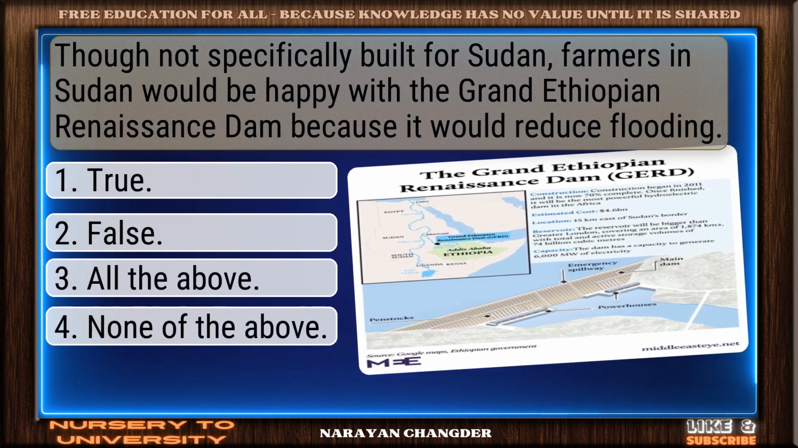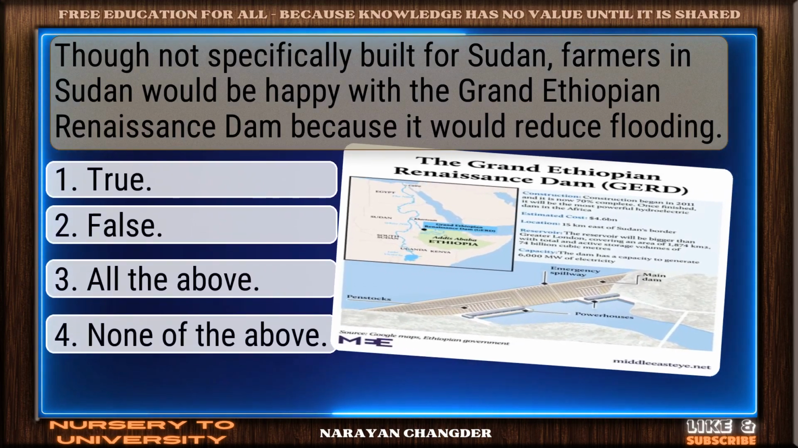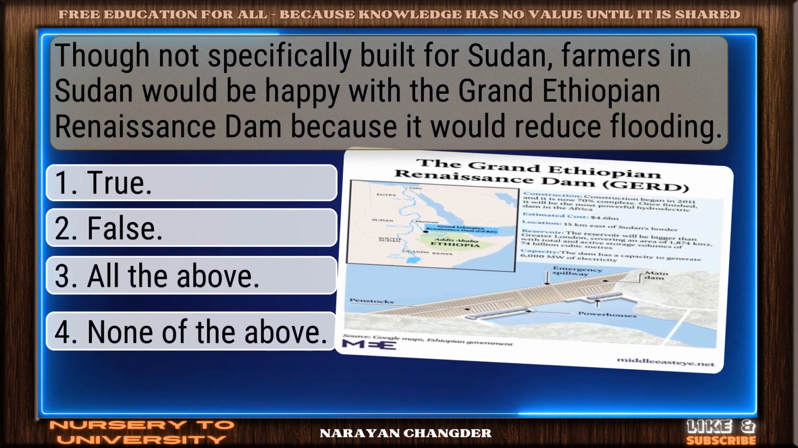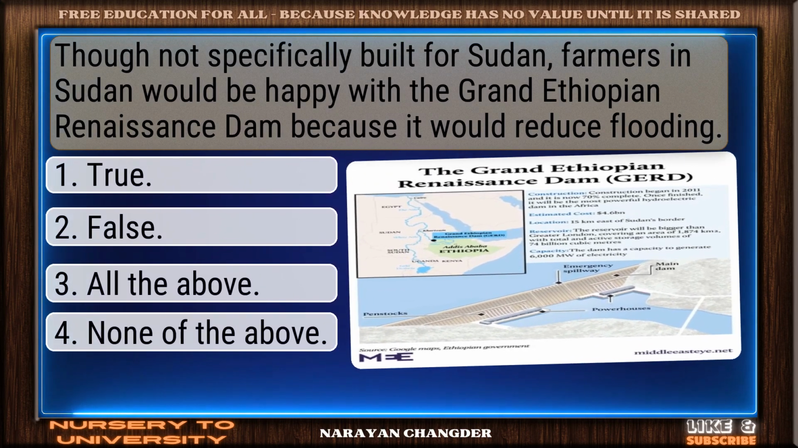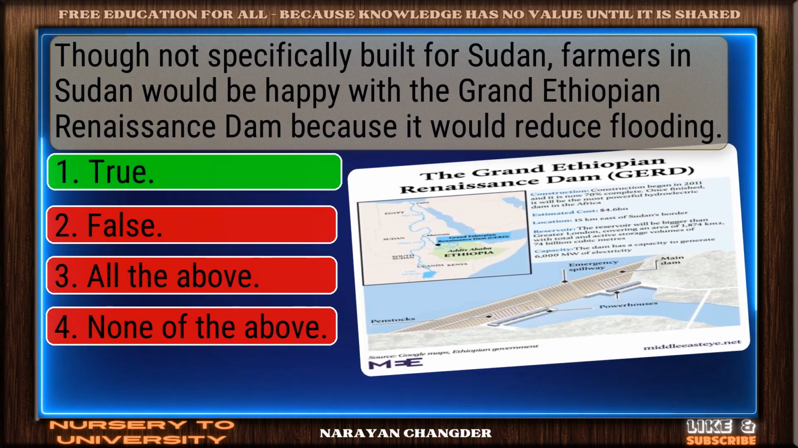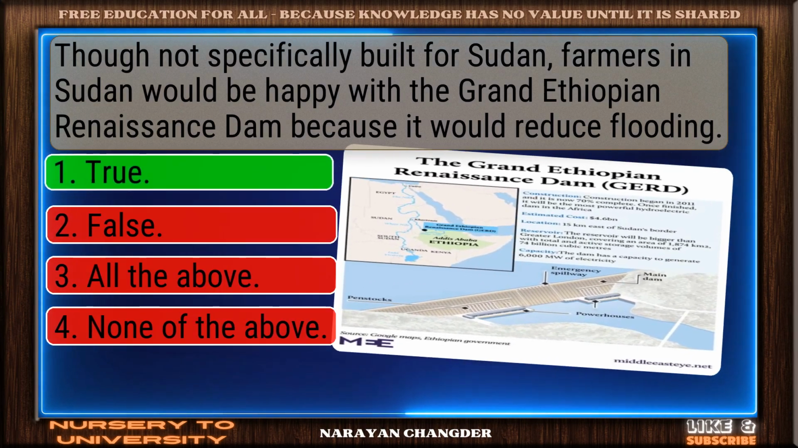Though not specifically built for Sudan, farmers in Sudan would be happy with the Grand Ethiopian Renaissance Dam because it would reduce flooding. Nice selection. True is correct.